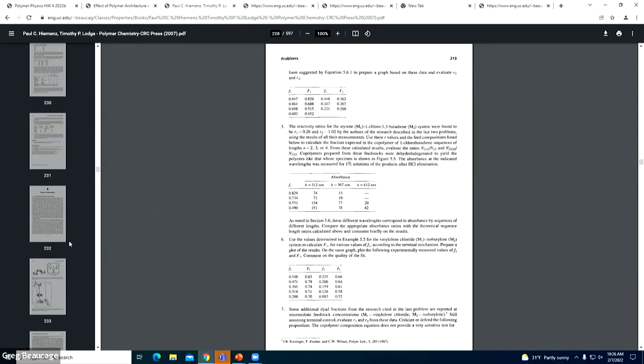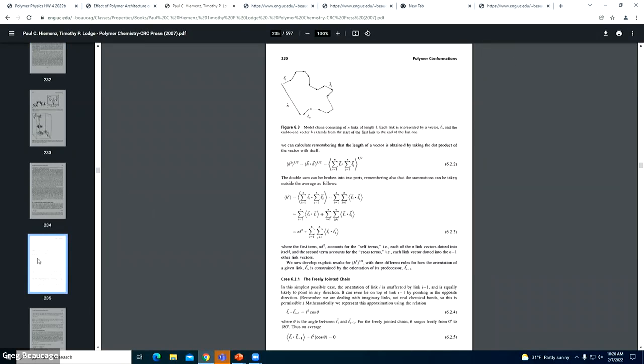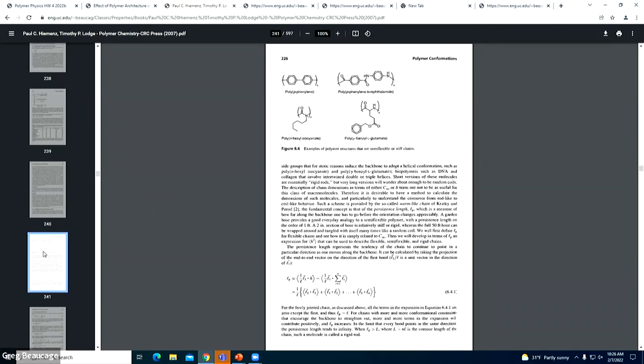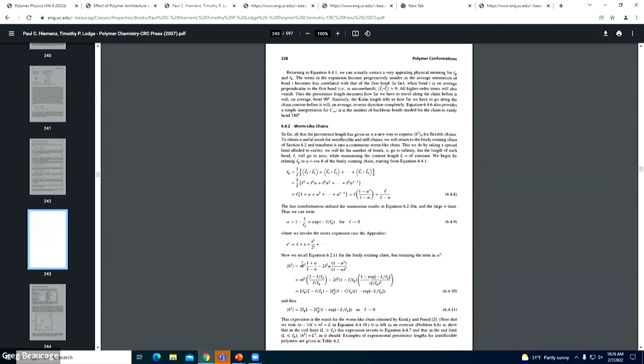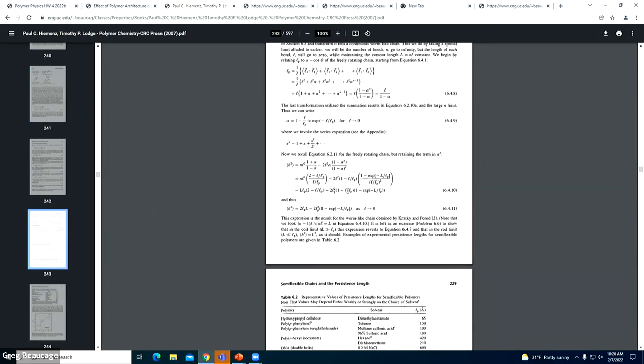That's not really 228. Huh? That's 220. That's 228. So there's that equation 6.4.11. And then he derives it right here. Right? So you can just copy that if you want. Anyway, if you take that equation, it limits to the same.